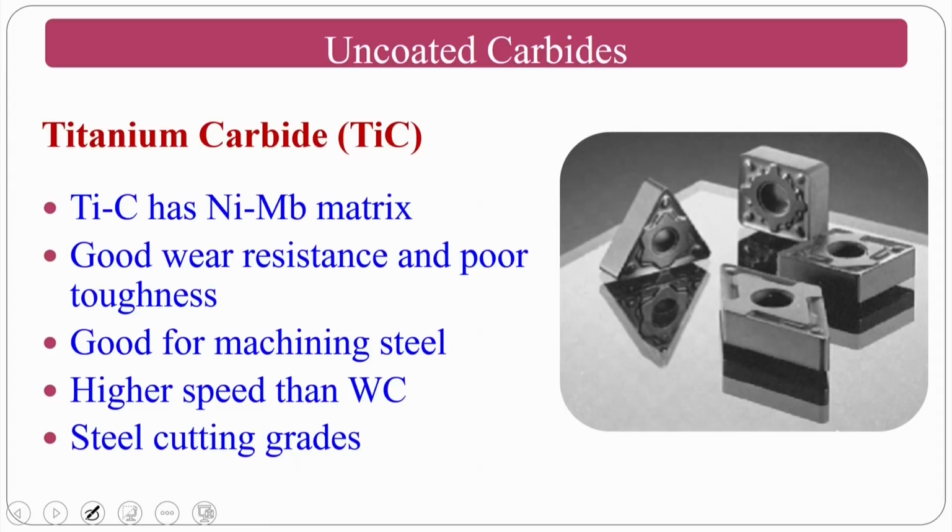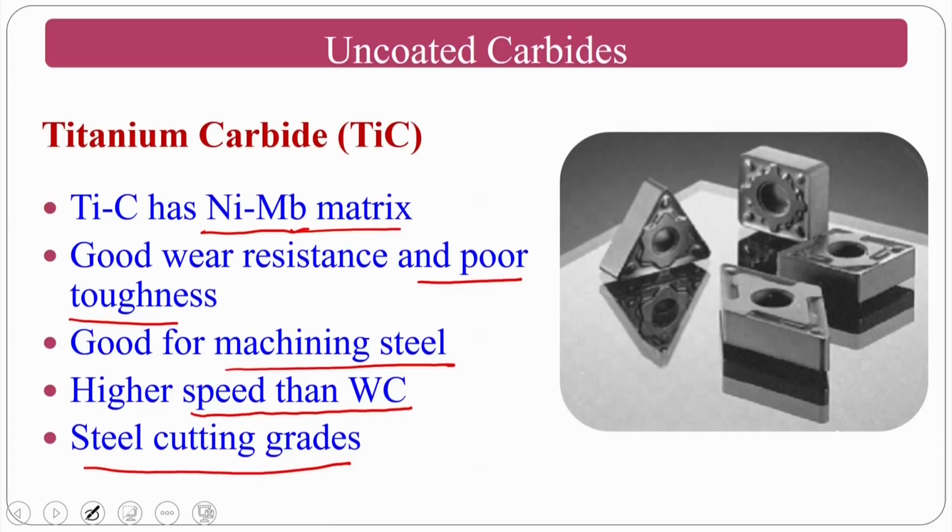Okay. So, in the titanium carbide, TiC, a nickel molybdenum matrix will be used. This is steel grades. Normally the previous one, tungsten carbide, is non-steel grades, which can be used for non-ferrous materials. So, titanium carbide is the base material and nickel molybdenum is the matrix. Good wear resistance and poor toughness. As I said, toughness is good in HSS. It is good for machining steel and can be used at higher speeds than tungsten carbide. When the temperature goes up, it stays good, and at the same time it is very good for steels.